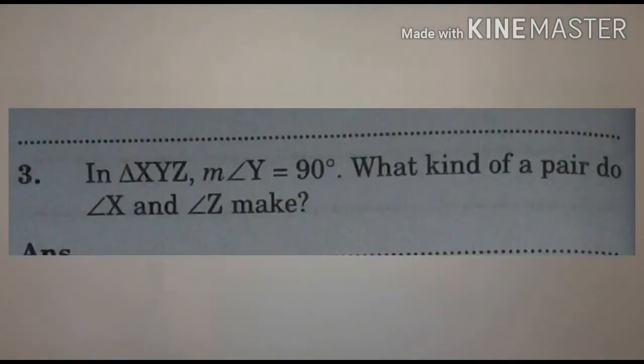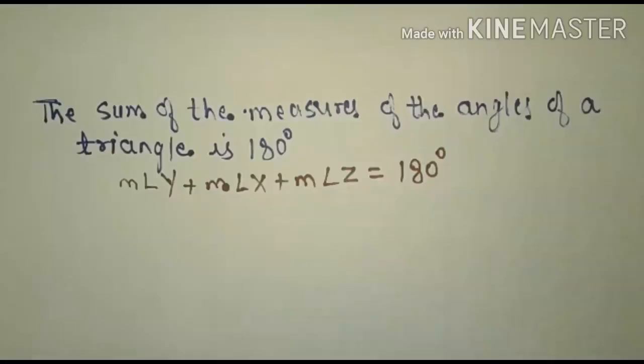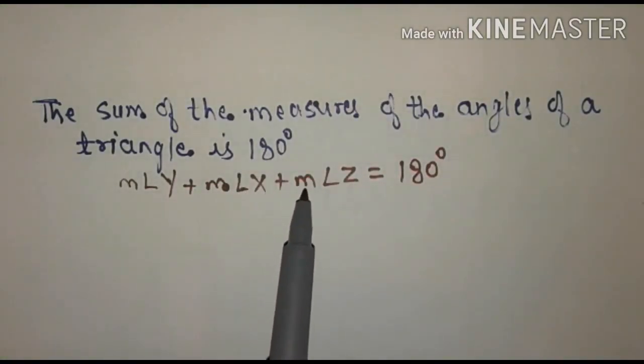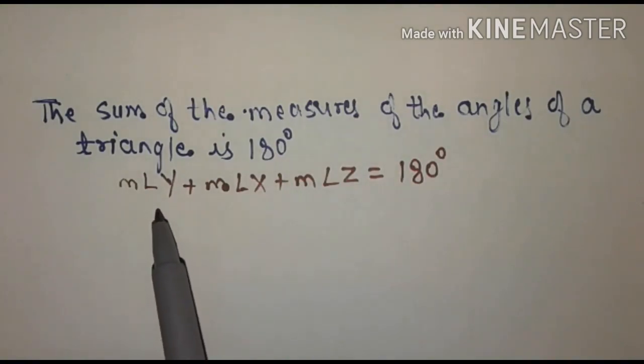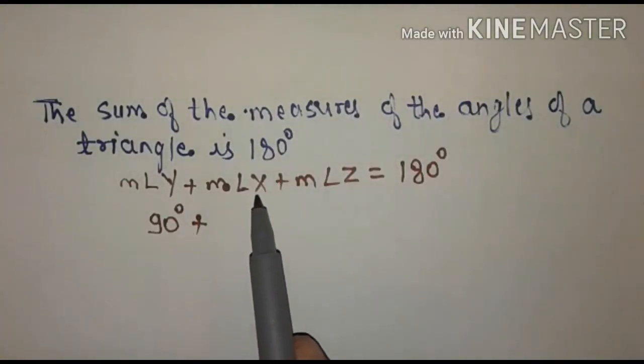In triangle XYZ, measure of angle Y is equal to 90 degree. What kind of a pair do angle X and angle Z make? The sum of measures of angles of a triangle is 180 degree. That is, measure of angle Y plus measure of angle X plus measure of angle Z is equal to 180 degree. It is given that measure of angle Y is 90 degree. So put the value of Y here. Measure of angle Y is 90 degree. This we don't know. This also we don't know. So we will write as it is.